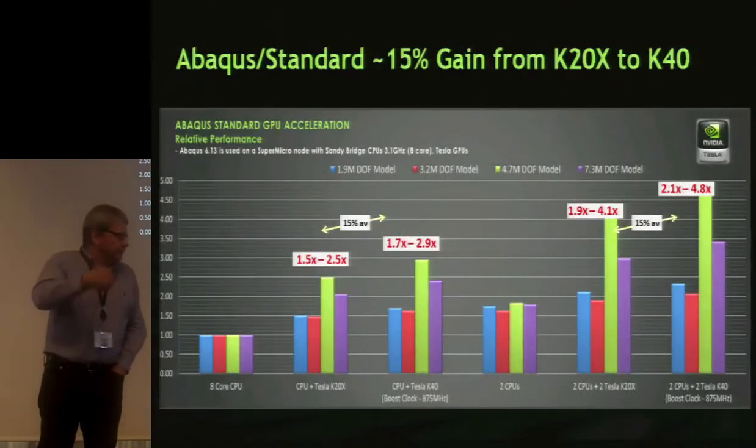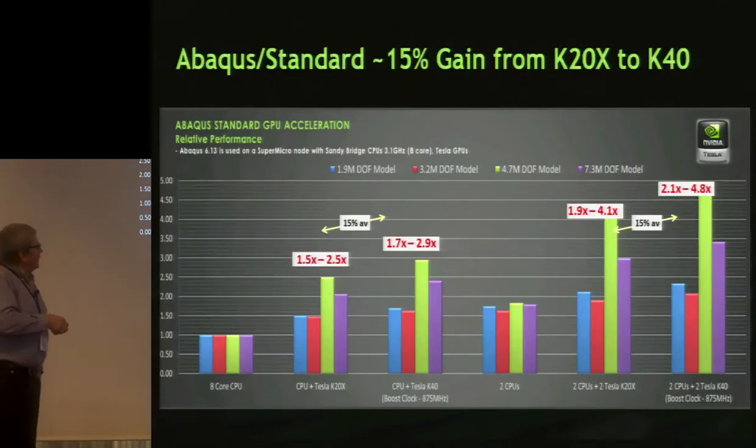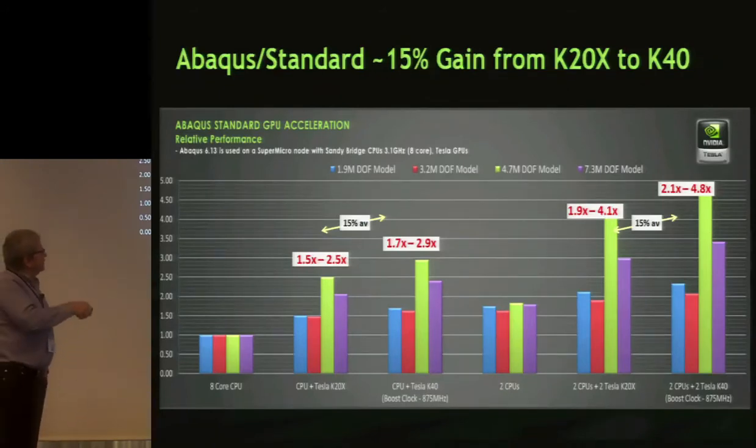I introduced in the morning talk also the K40, which has this boost clock mode, and here's a comparison of different models with different degrees of freedom on 8 cores on a socket on a CPU. You see here with the Tesla K20 you get a speed up of 1.5 to 2.5, dependent on the different models.